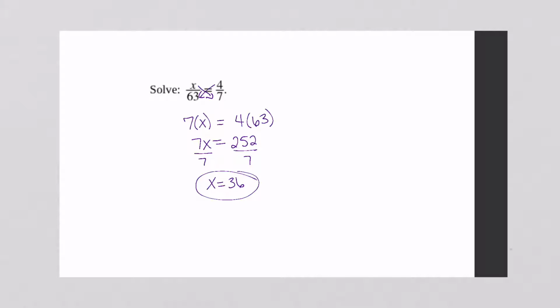Now, if you want to check your answer, off to the side, I can do 36 is to 63 as 4 is to 7. Cross multiply. 36 times 7 is 252. 63 times 4 is also 252. Those are equal to each other, so I am certain that 36 is my answer.